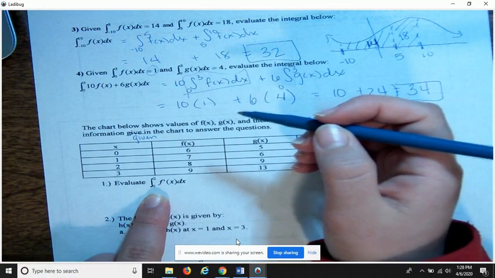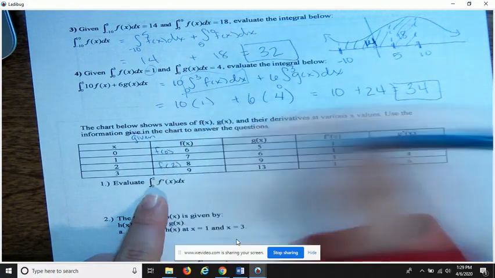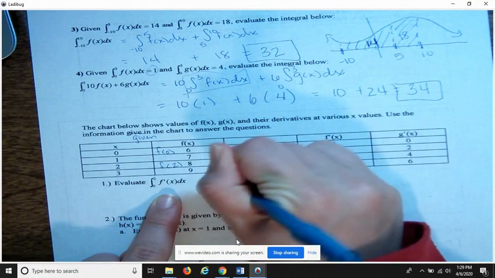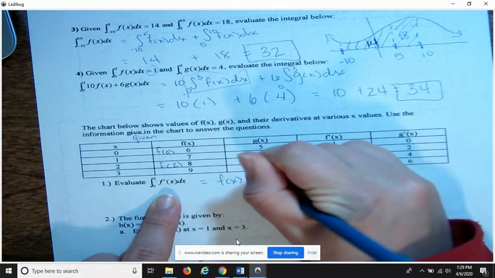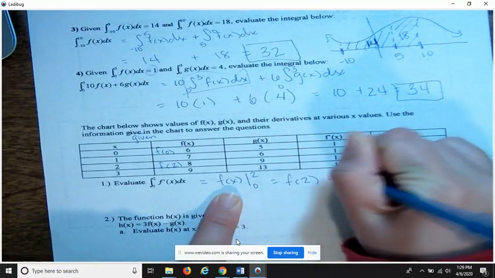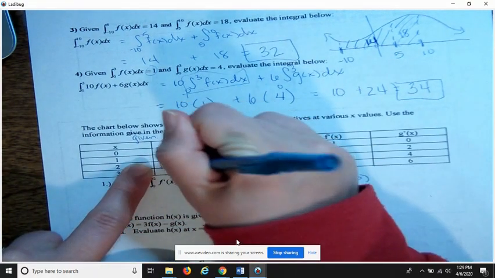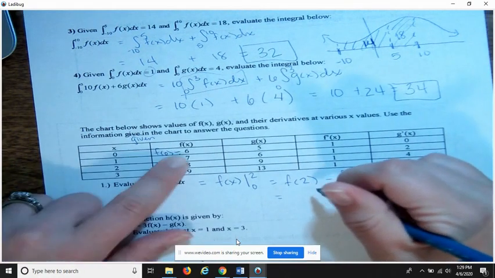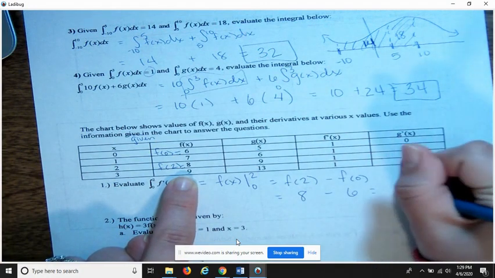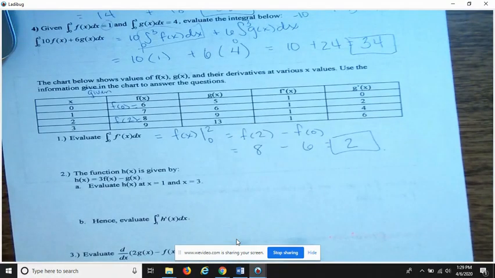So some things that are going to be helpful are f of 0 and f of 2, okay? Because when we integrate f prime, we should just get f. And then we want to evaluate from 0 to 2. So this means that I'm going to want f of 2 and I'm going to subtract f of 0 from it, okay? Those happen to be 6 is f of 0 and 8 is f of 2. So when we subtract, we should get 2. Okay? So hopefully that makes a little bit more sense about how this table is working.